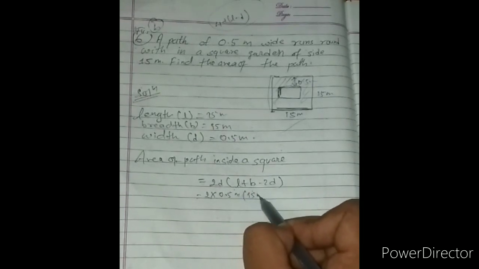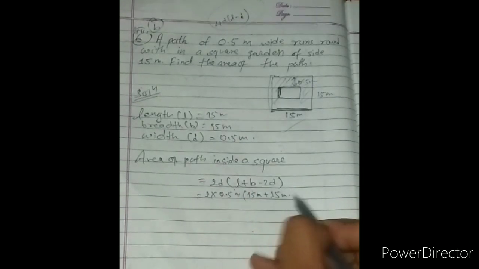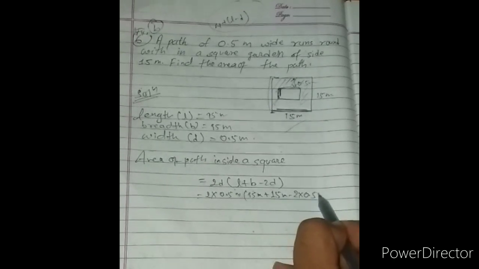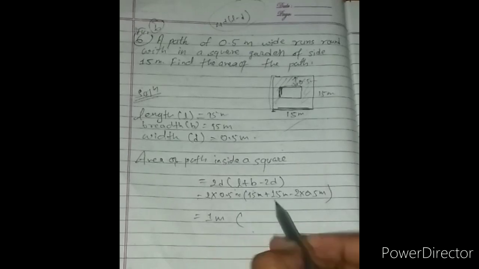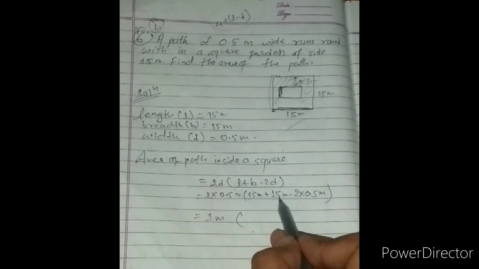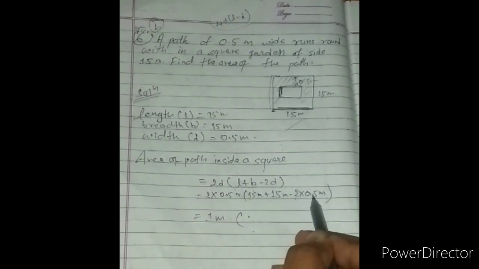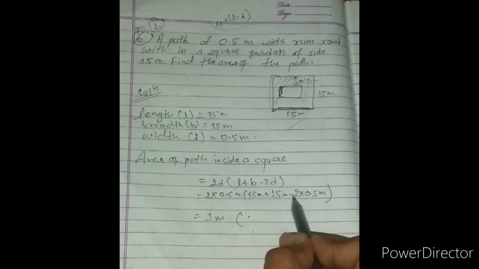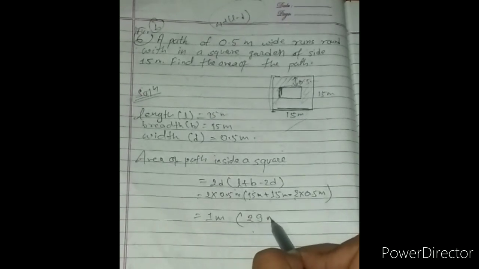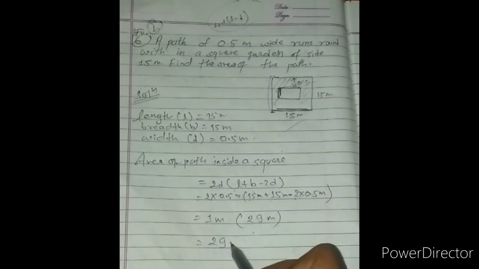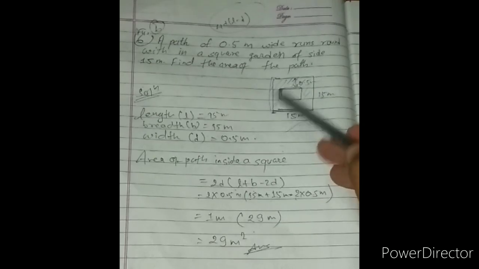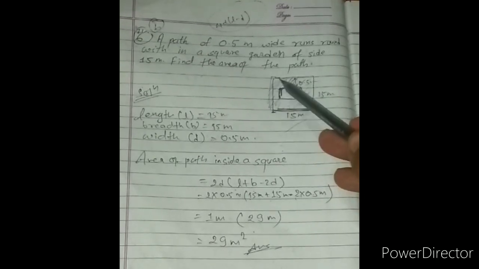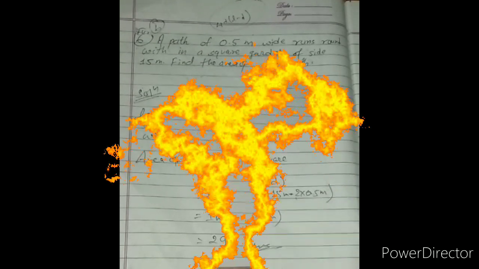Length is 15, breadth is also 15. 2 into 0.5 is 1. Now you have 15 plus 15, 30. Minus 2 into 0.5 is 1. So 30 minus 1 will be 29 meter. 1 times 29 is 29 meter square. This is the required answer. Required area of this shaded part. Area of path is 29 meter square.